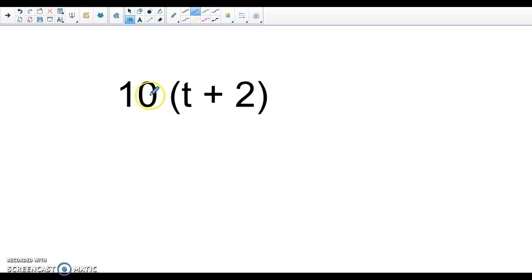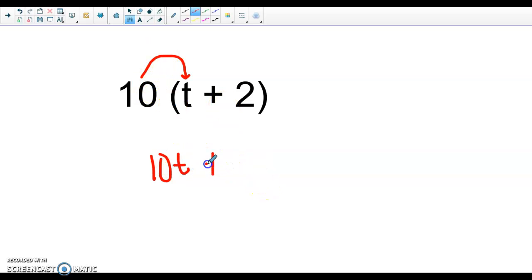Same thing over here. So now we have 10 on the outside, a t plus 2 on the inside. So we're going to do the exact same thing. We're going to, because this is right outside those parentheses, that means they want you to multiply. So you're going to do 10 times t, which would give us 10t.